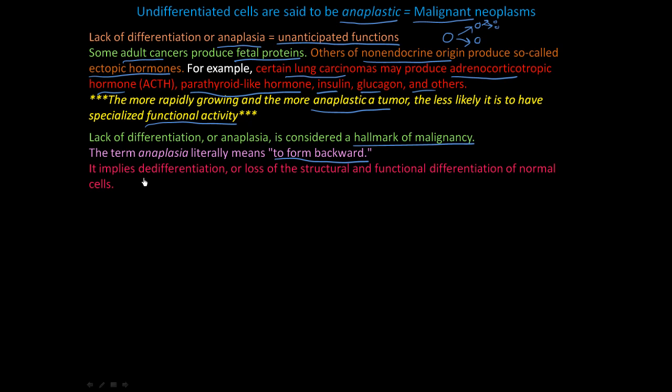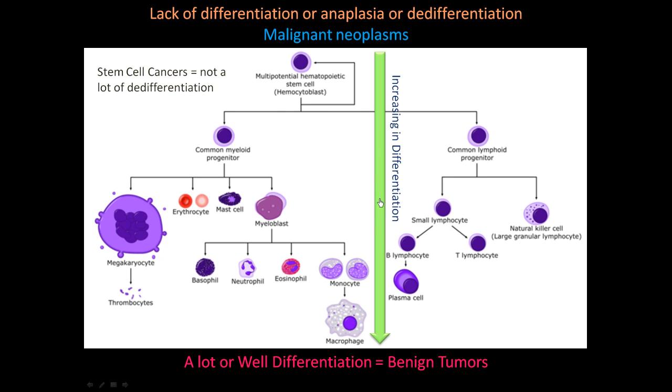It implies de-differentiation. So it means going backwards in the differentiation pathways, or loss of structural or functional differentiation from normal cells. So what about stem cells of cancers, of malignant cancers, and differentiation? Stem cells are already like the original cell. What's the relationship between that? Well, let's talk about it.